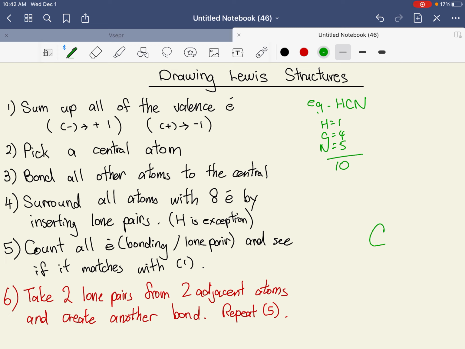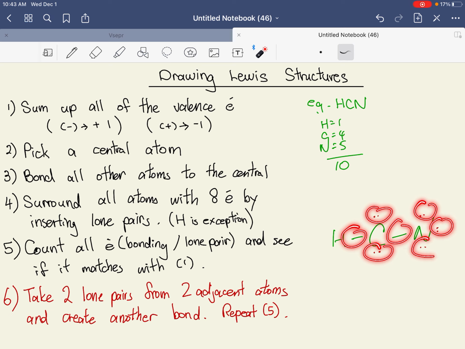All right. Bond everybody to the central atom. All right. H, N. Surround everybody by 8. No, I can do that. 2 here. H is fine. 3 for nitrogen. Let's count. 2, 4, 6, 8, 10, 12, 14. Yo.